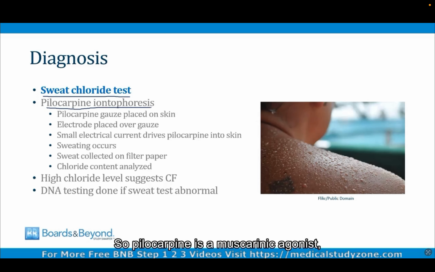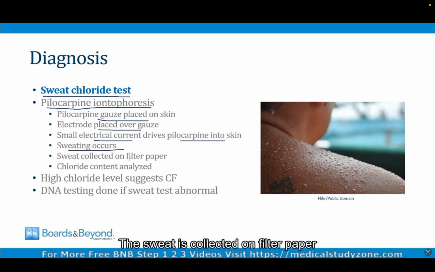So pilocarpine is a muscarinic agonist, and it will stimulate the production of sweat from the skin. So a gauze soaked in pilocarpine is placed on the skin, and an electrode is placed over the gauze. Then a small electrical current is applied, and this drives pilocarpine into the skin and causes sweating to occur. The sweat is collected on filter paper, and the chloride content is analyzed.